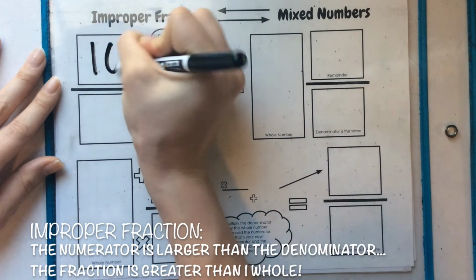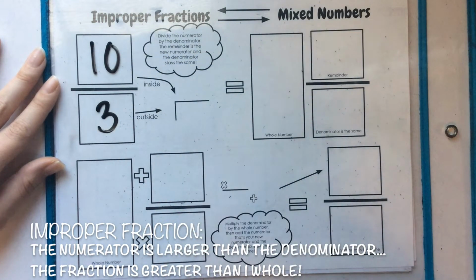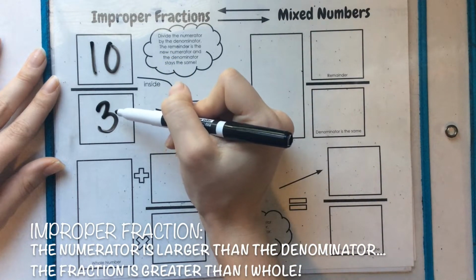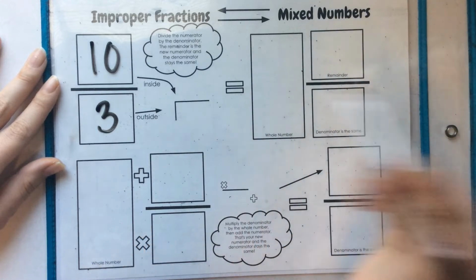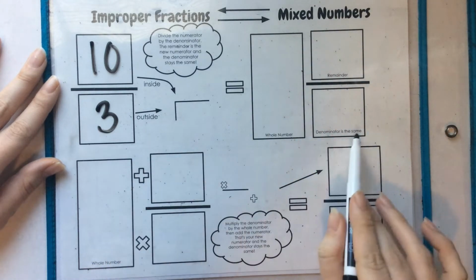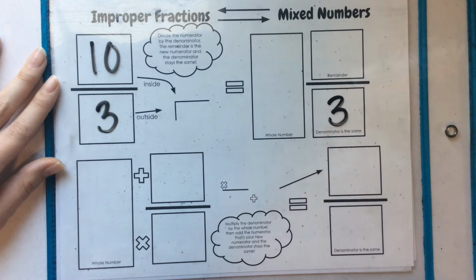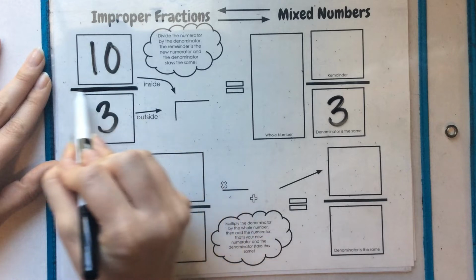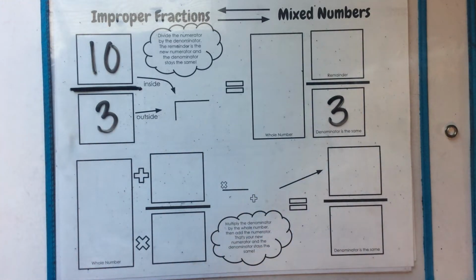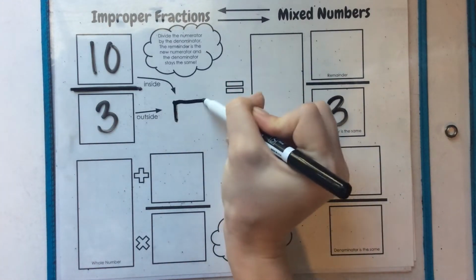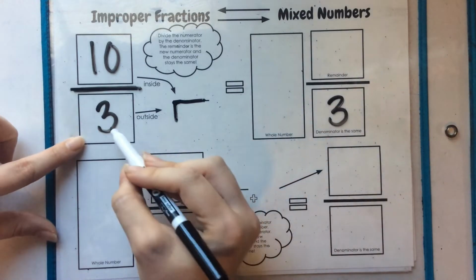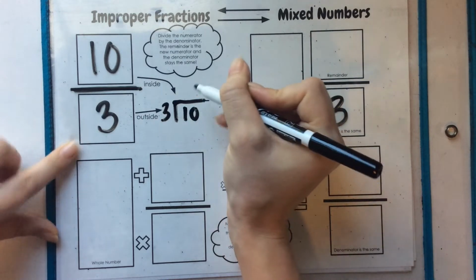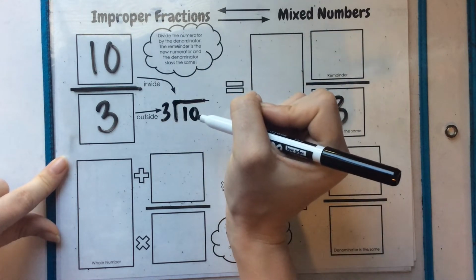So let's do 10 thirds. We want to think about 10 thirds as being thirds, so our denominator is always going to be the same here. It's in thirds. And what we do with this number is we think about the fraction bar as a division symbol. So that's why there's a division symbol right here too. So we put the 3 on the outside, and we put the 10 on the inside. And we think, what is 10 divided by 3?